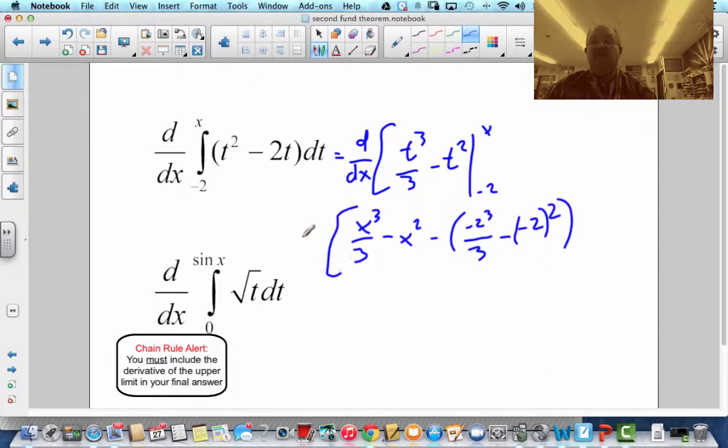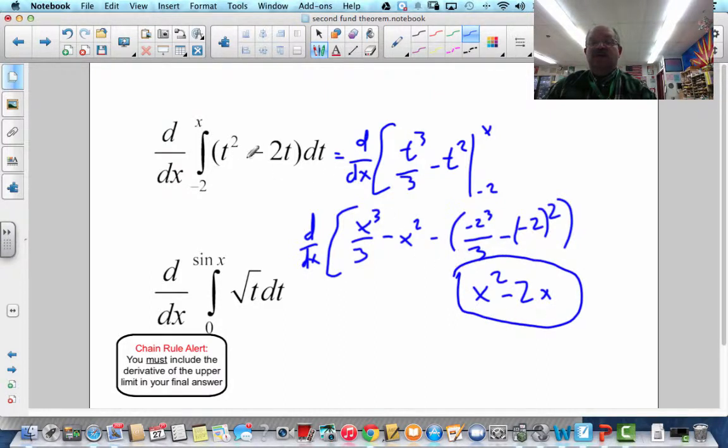We're going to end up taking the derivative of this whole mess, so we're going to just do that right now. The derivative of x cubed over 3 is x squared over 3, or x squared. And the derivative of x squared is 2x. The derivative of all this in the back, the constants, is 0. So all of this goes away, and so we're left with the derivative of the antiderivative of t squared minus 2t is x squared minus 2x. Can you see a shorter way that we could have gone from here to there? Hold that thought.